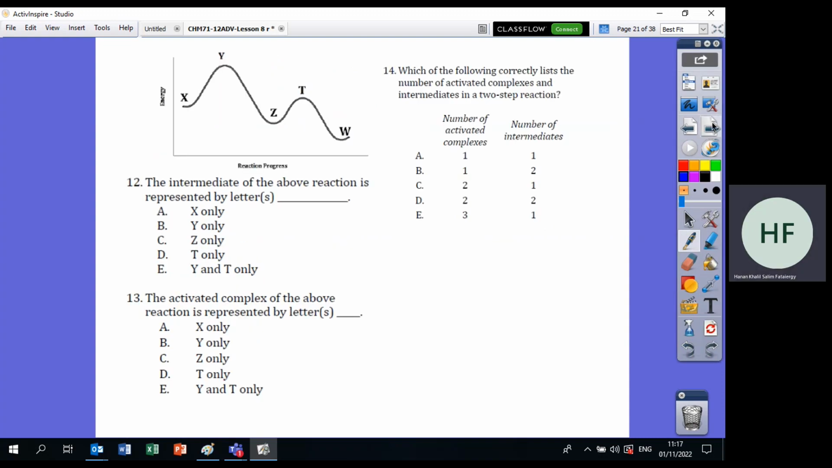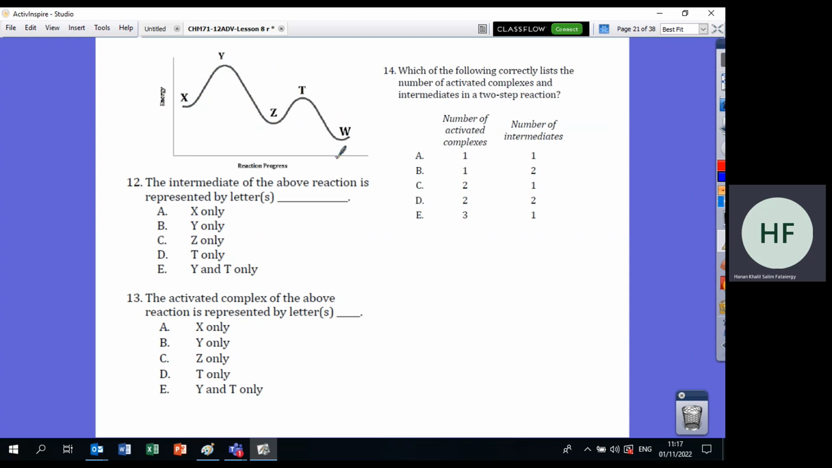Okay, now let's do this graph. We have this reaction taking place in 2 steps, step 1 and step 2. Try to pause the video and label the graph. Okay, now which step is slower? This one is slower because it needs more time to get to the top of the mountain. This one is slow.